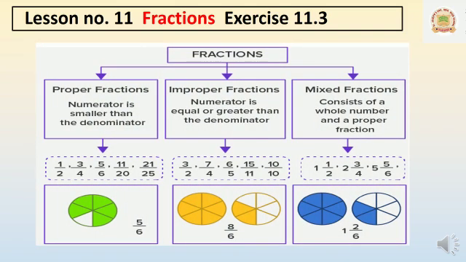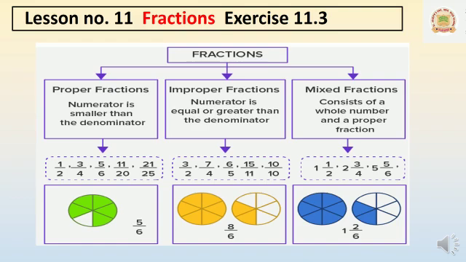There are three types of fraction. What is a fraction? A fraction is a part of a whole. Now there are three types: proper fraction, improper fraction, and mixed fraction. In the proper fraction, the numerator is smaller than the denominator. That means the numerator will be smaller than the denominator. Examples given there: 1 by 2, 3 by 4, 5 by 6, 11 by 20, 21 by 25. So here the numerator will always be smaller than the denominator, and the denominator will be the bigger one in a proper fraction.